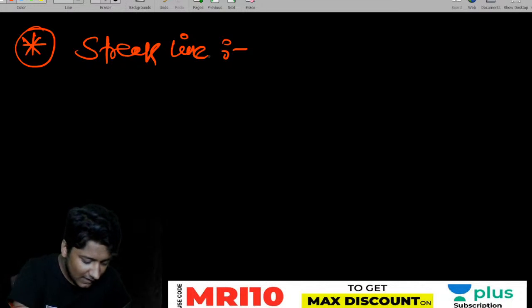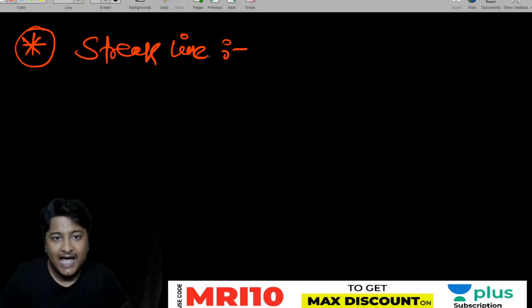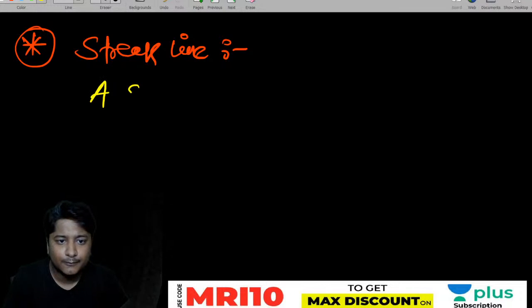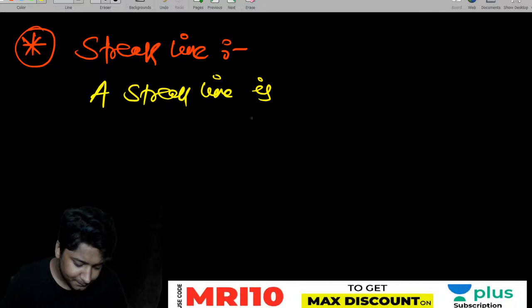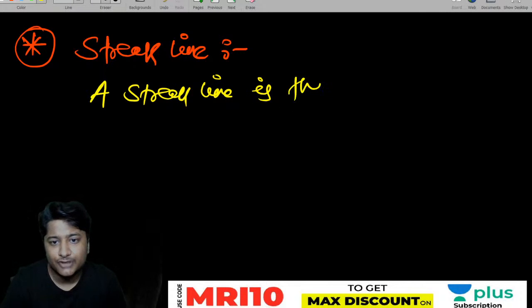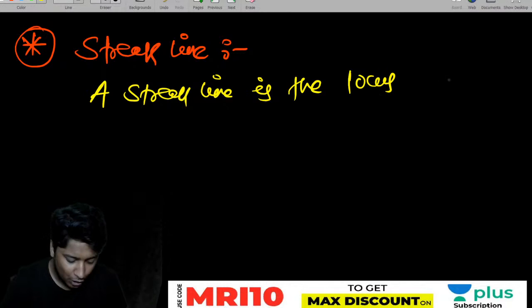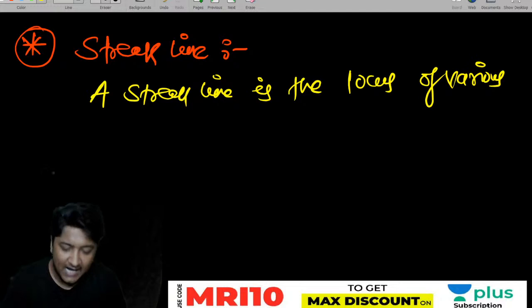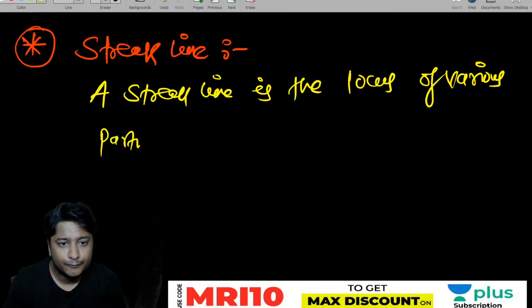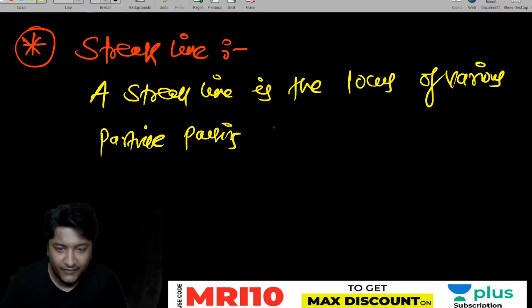चलिए. Now, before explaining about a streak line, I just want to write the definition first. A streak line is the locus of various particles passing through a fixed point.